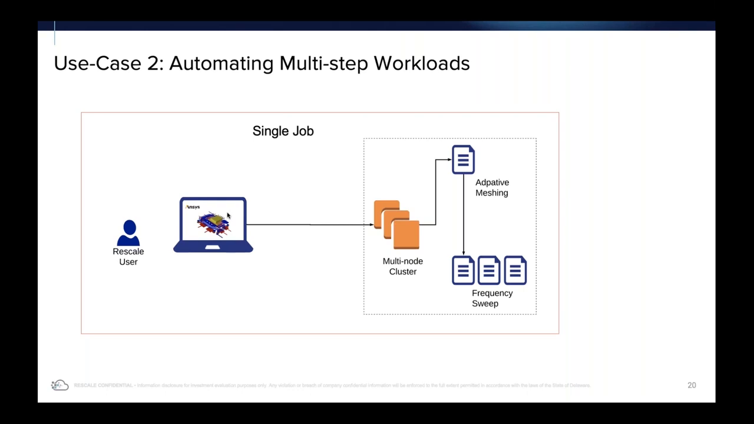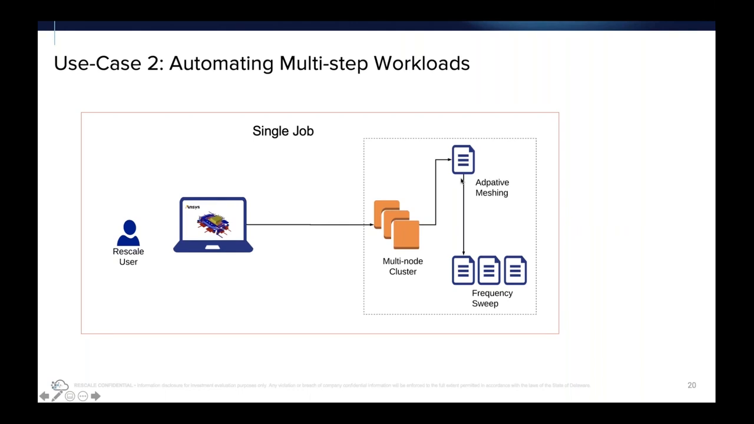Considering all these things, the user decided, okay, I'm going to go ahead and build a 3-terabyte node. So it's going to be a multi-node cluster, and the job launches. The adaptive meshing is running. It's going to take, let's say, 10 hours. In this 10-hour period, adaptive meshing is running only on a single node, while 2 other nodes are sitting idle, right?